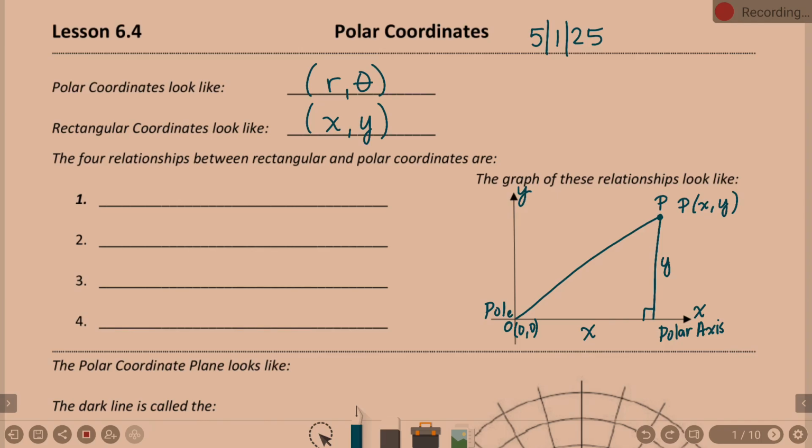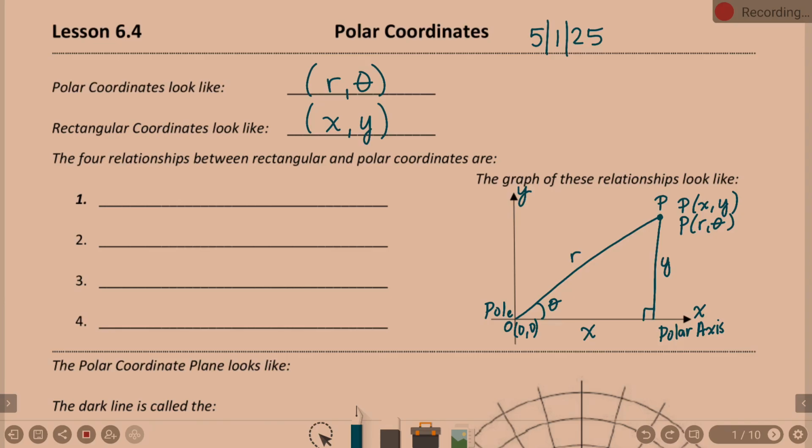The angle at the origin, this angle right here, formed between the line that goes up to the point and the polar axis, is your theta. What am I going to call the hypotenuse of that triangle? This is your radius. And a point P in this scenario is r comma theta. So it's the same point in the same location. It just depends on what type of information we're using.